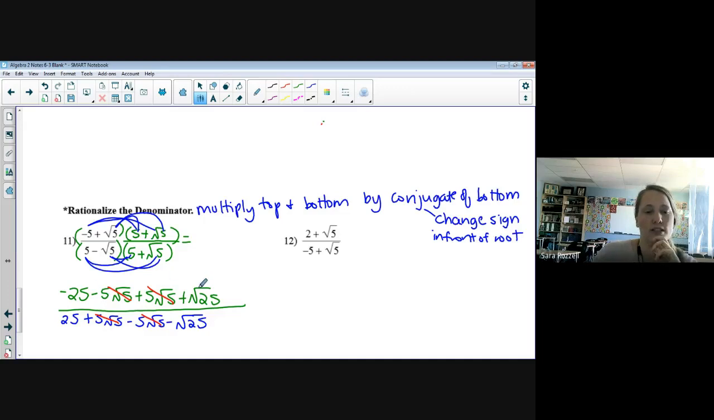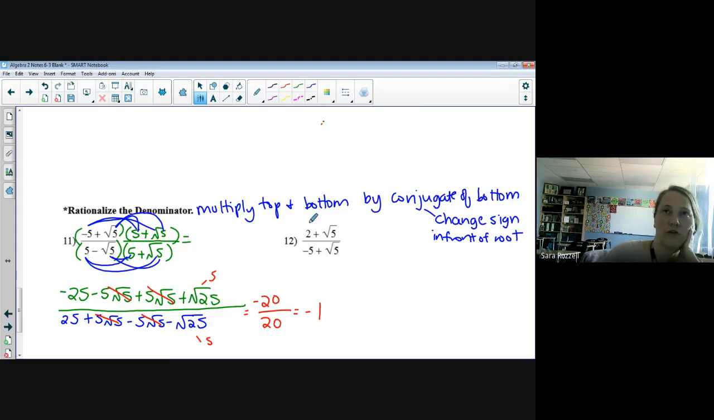What's the square root of 25? This is just 5. This is 5. So negative 25 plus 5 is negative 20 on top. 25 minus 5 is 20. And this equals negative 1. Normally it's not so clean to end up with a whole number. There's a little bit of mess most of the time. But you introduce the conjugate, so change the sign of the root term on the bottom. Multiply that on top and bottom, and distribute the top, distribute the bottom, combine like terms.